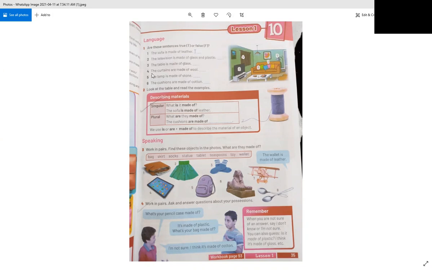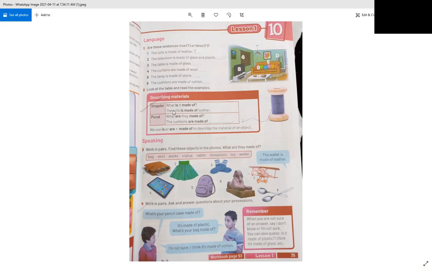Number four, the curtains are made of wool. Wrong, the curtains are made of cotton. Number five, the lamp is made of stone. Wrong, the lamp is made of glass. Number six, the cushions are made of cotton. Yes, that's correct. They can be made of cotton or wool.